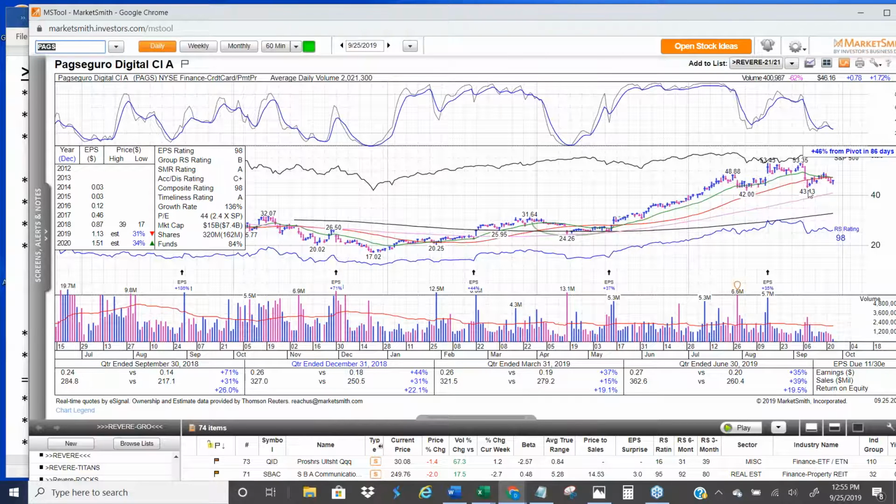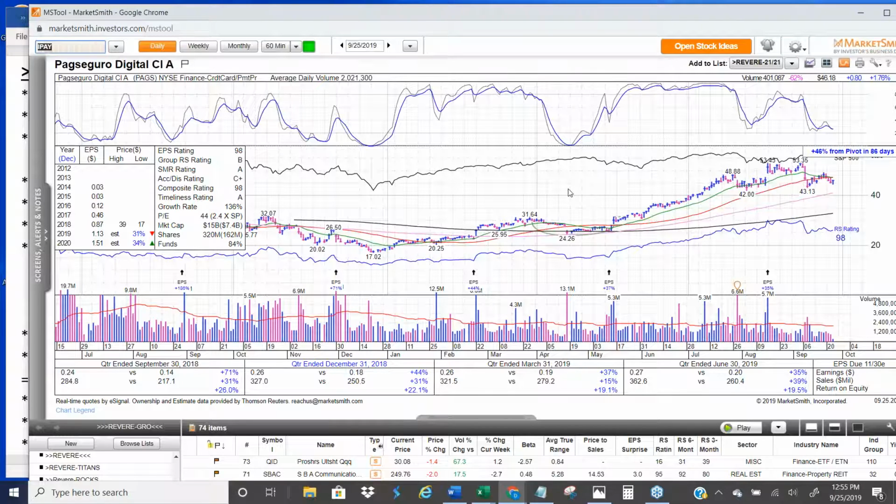Big support on this is this 42-43 area. The 100-day moving average, which is this purple line, might be the next place where it comes to. But quite simple, this area has fallen out of favor.